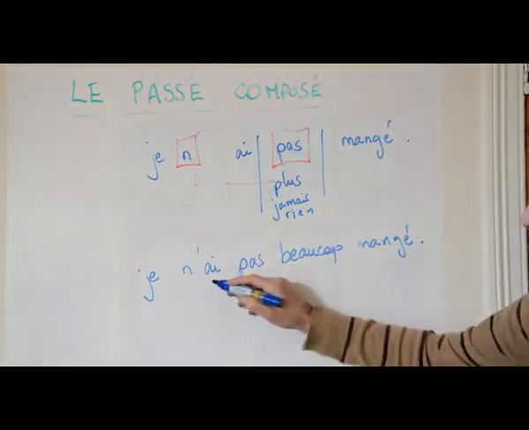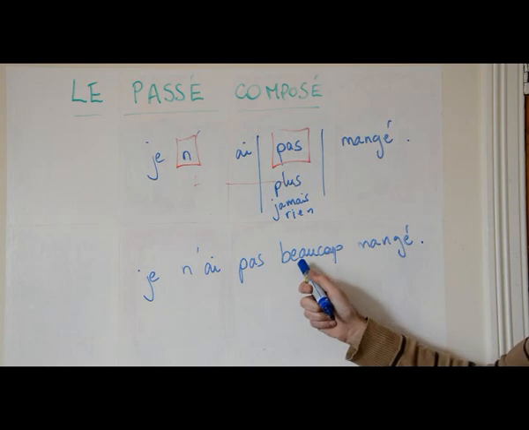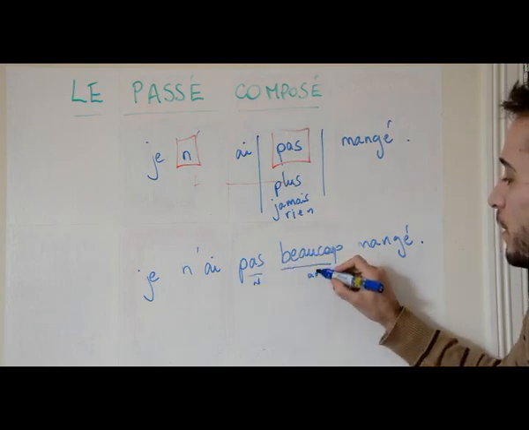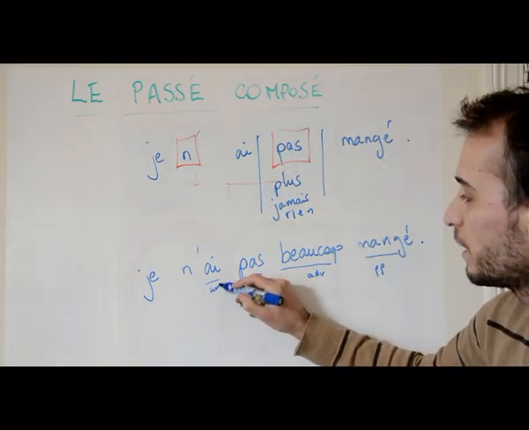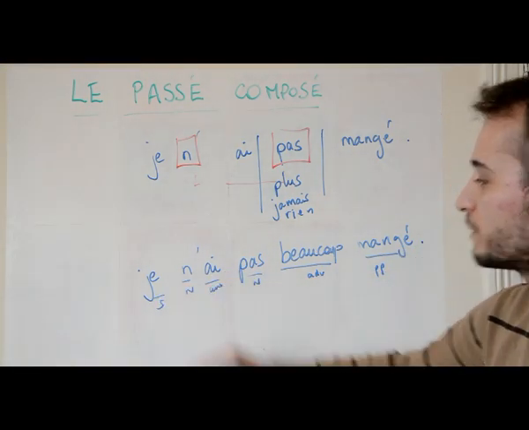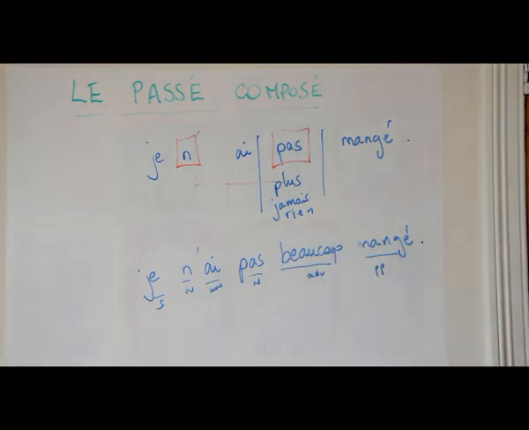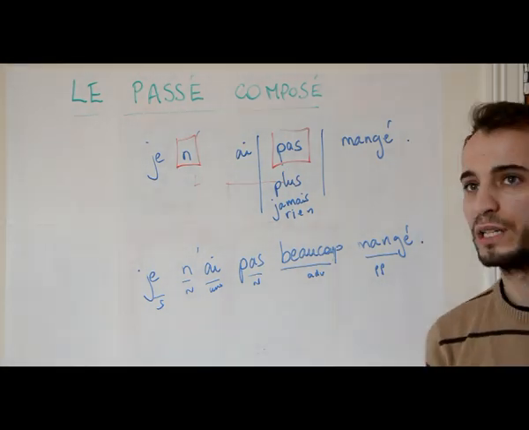So pas is in between the auxiliary and the past participle, as well as the adverb, so it's first the negation, then the adverb. Here past participle, here my auxiliary, here my negation, here my subject. So it's subject, negation, auxiliary, negation, adverb, past participle. Je n'ai pas beaucoup mangé.